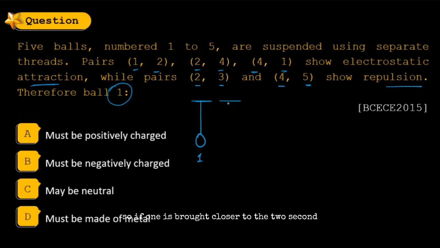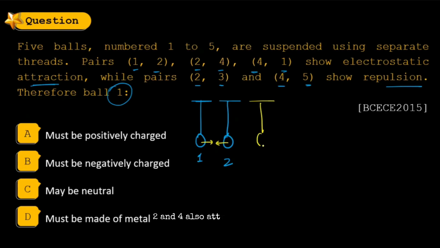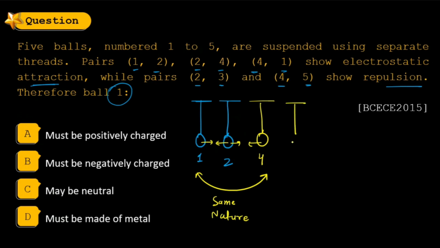If ball 1 is brought closer to the second ball, they attract each other. They attract each other means they must be of opposite nature. Similarly, 2 and 4 also attract each other. So 2 and 4 again must be of opposite nature. So from here I can say that 1 and 4 must be of the same nature. Let's observe the next one. 4 and 1 also attract. So 4 and 1 are attracting again. So I can say 2 and 1 must be of the same nature.